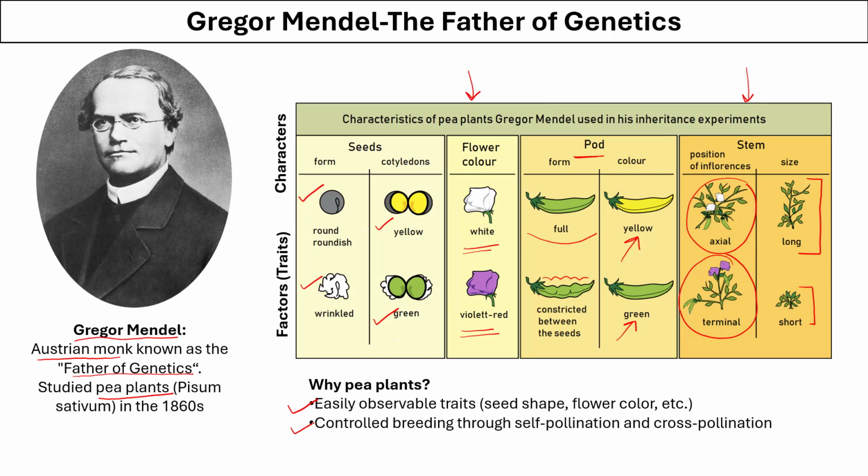And then, because he had this garden already, he could control the self-pollination and cross-pollination. If he wanted to make the two plants breed with each other or crossbreed, he could control all those conditions. And another very important point is that the pea plant had a shorter lifespan and they could produce their offsprings, or their next generation or seeds, in a short amount of time.